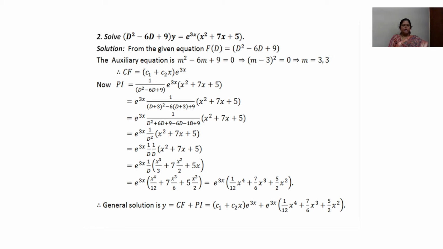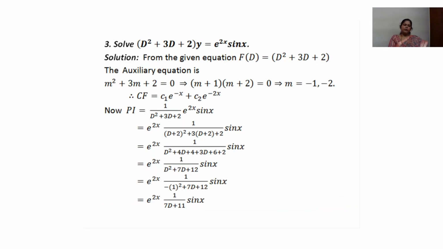So we are going for the general solution now. y is equal to CF plus PI. So we'll get (C1 plus C2 x) into e to the power 3x plus e to the power 3x into 1 by 12 x to the power 4 plus 7 by 6 x cube plus 5 by 2 x square.